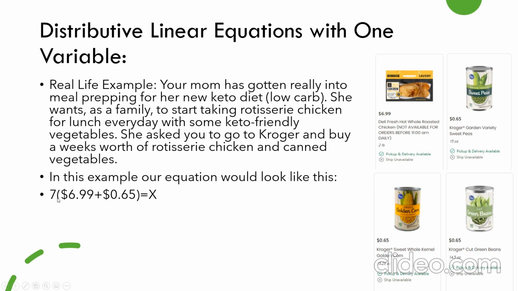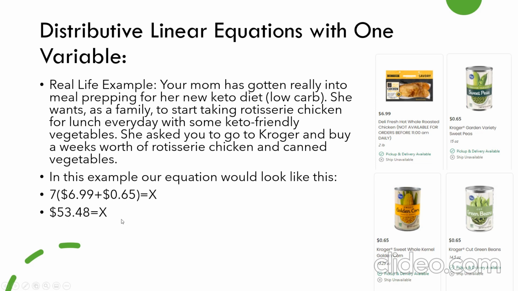We've got 7, we're multiplying times 7 because it's 7 days a week, and we're going to multiply $6.99 plus that 65 cents. So each day it's going to be $6.99 plus 65 cents, and of course we've got 7 days in the week. So when we plug these into the calculator, we find out that X is going to be equal to $53.48.